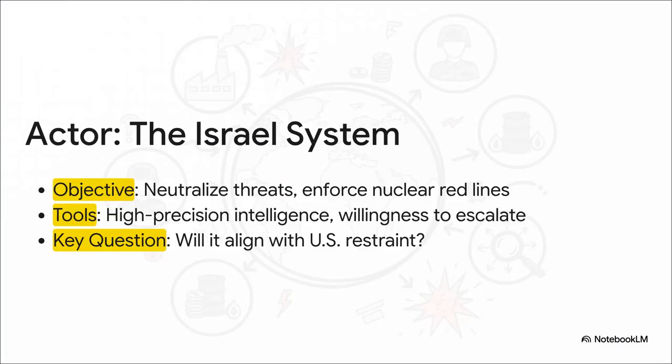Then you've got the Israel system, which is, let's be honest, probably the biggest wildcard in the whole system. Its goals are existential, taking out major threats and making sure Iran never gets a nuclear weapon. With its top-notch intelligence and a proven willingness to escalate, the million-dollar question becomes, will it stick to the US strategy of restraint, or will it decide to go its own way, on its own timeline?